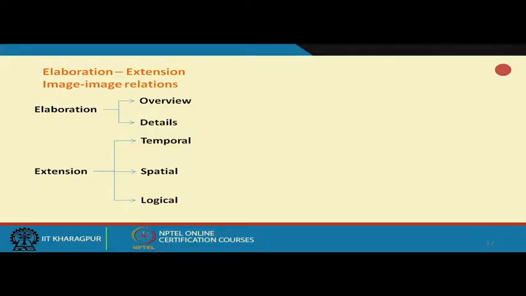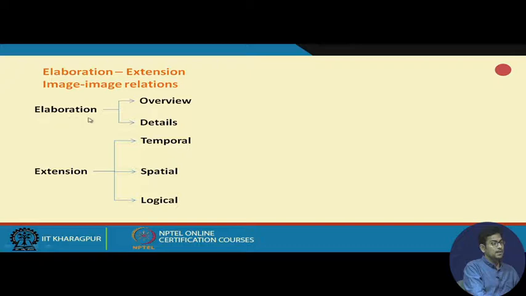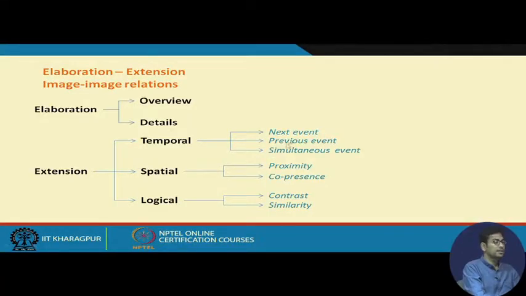Now, let us move on to the next part, where we were talking about image-image relationship. An image-image relationship can form with an elaboration based on overview and details. So, you are getting an overview view or a details view. An extension can be based on temporal, which is a time-bound thing, based on spatial, or it could be based on logical. So, we will see the next step over here. The extension possibilities are by the next event, the previous event and simultaneous event. So, these are the image extensions which are possible.